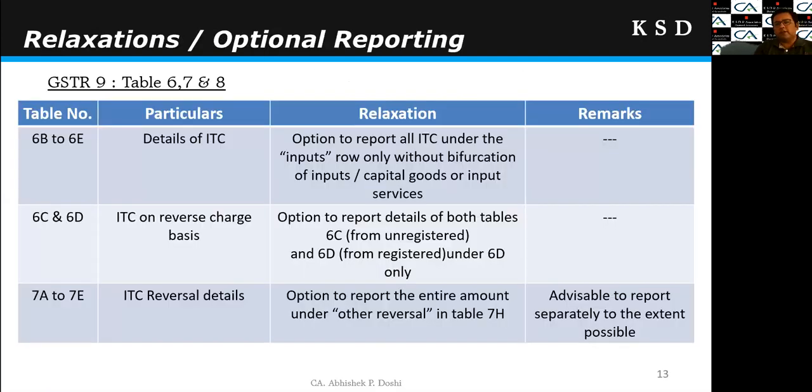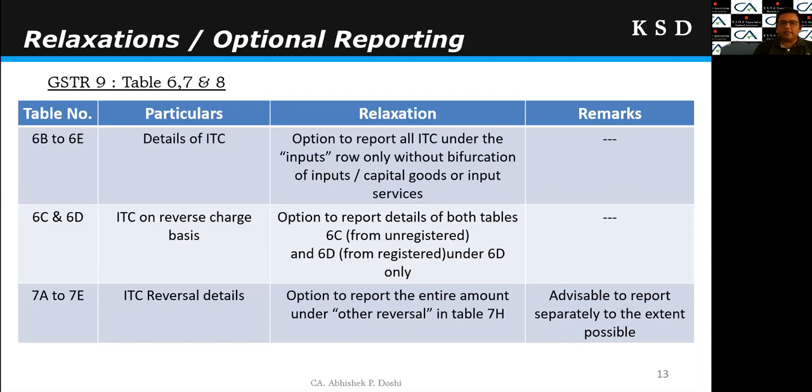Now, relaxation related to these tables 6, 7, and 8. For 6B to 6E, they have given the option to report all the ITC under the row of inputs only. As we all know, a bifurcation of input services and capital goods is required for reporting under 6B to 6E. But they have said you can report the entire figure under the input row only.